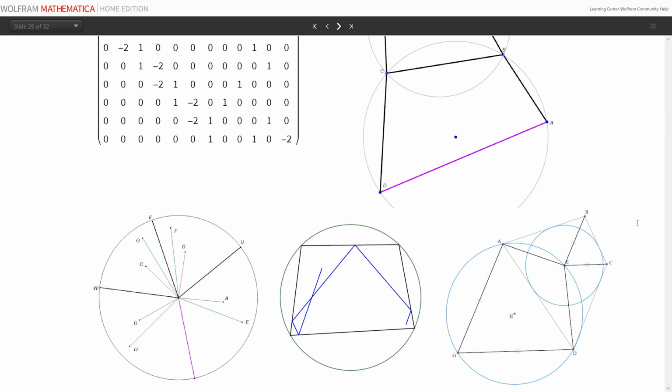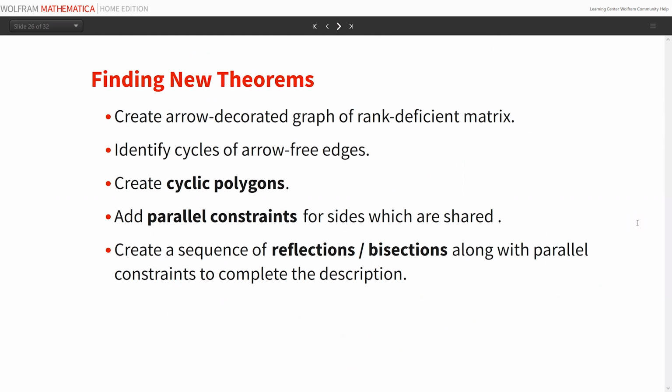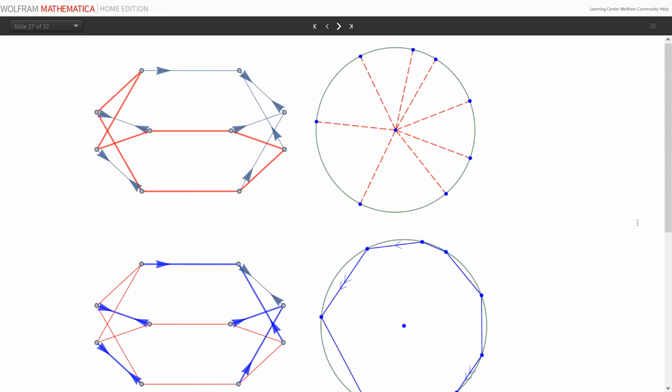What I'm going to do is aim for cyclic polygons from the get-go. They're useful because you can throw away all the spoke lines and make them implicit, and so it keeps the clutter down. So the process looks a bit like this. We start with one of the matrices. I identify cycles or even paths of sides which don't have any arrows on them. These are good candidates for spokes of a cyclic polygon.